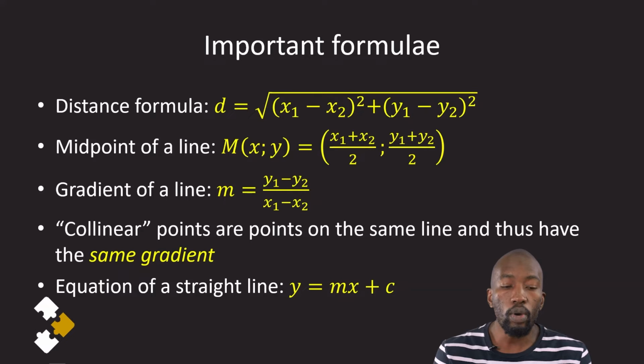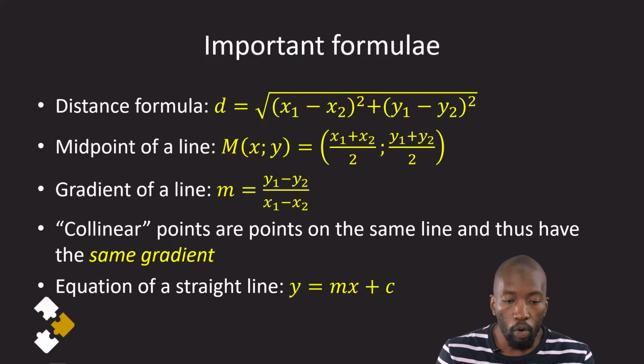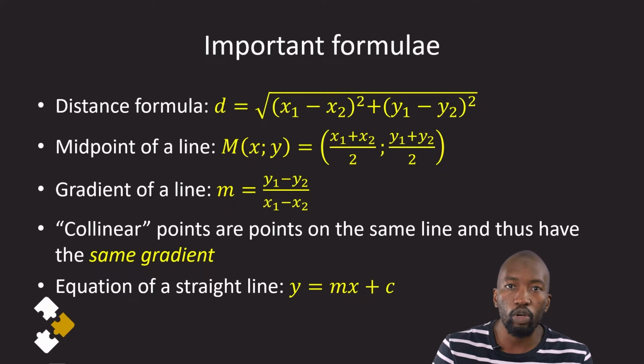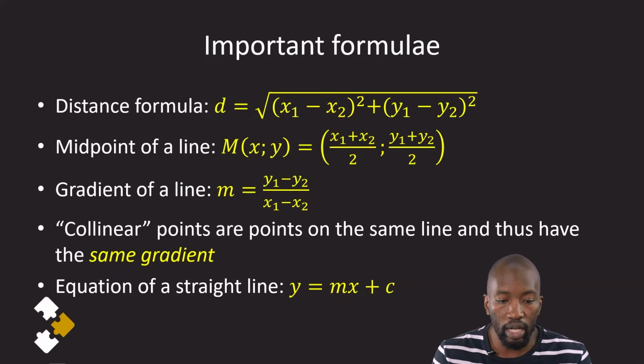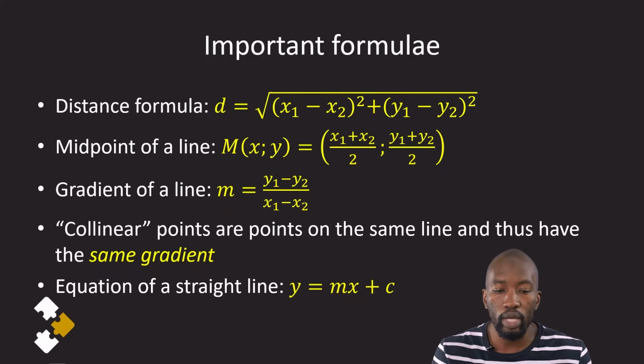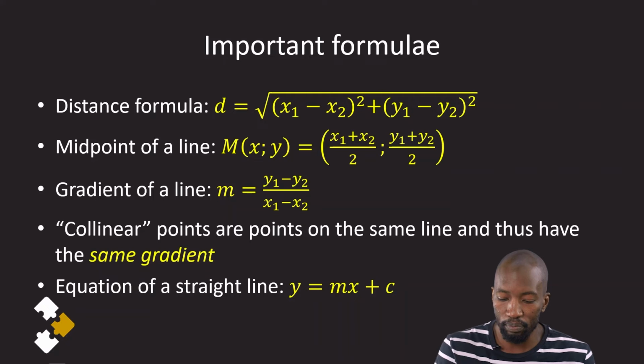Then there are collinear points. These are points on the same line and thus have the same gradient because they are on the same line. Then there is the equation of a straight line, which is y is equal to mx plus c.